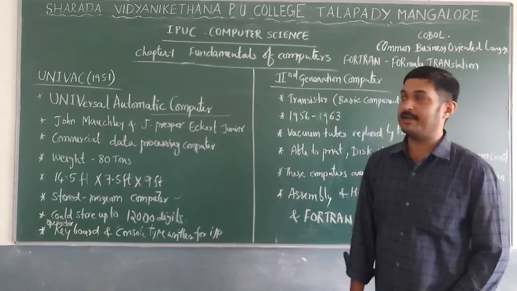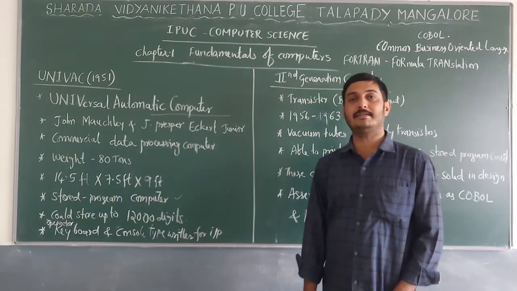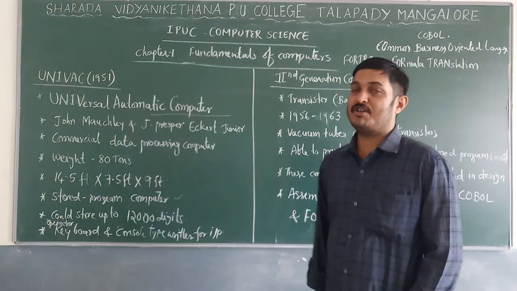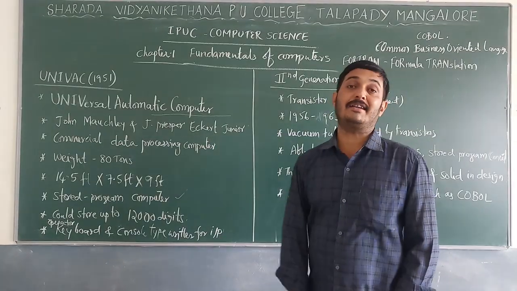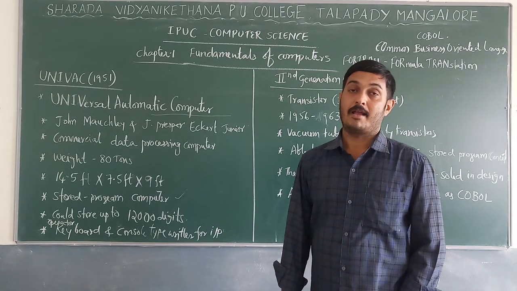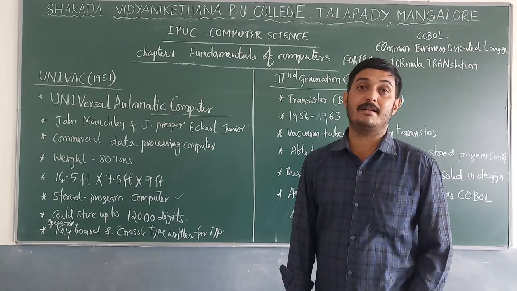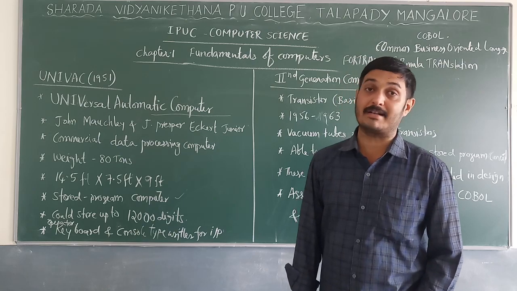It was invented during 1951, and the creators are John Mauchly and J. Presper Eckert, who were the creators of the ENIAC computer. ENIAC means Electronic Numerical Integrator and Calculator, or automatic computer.